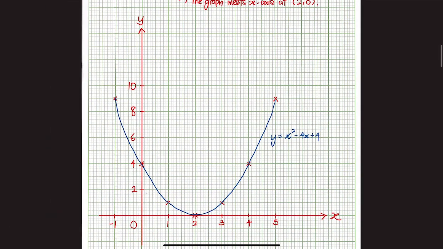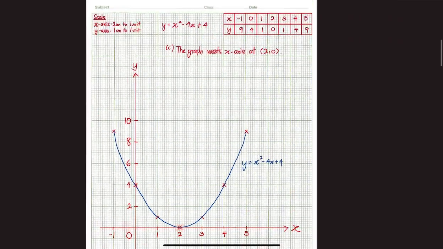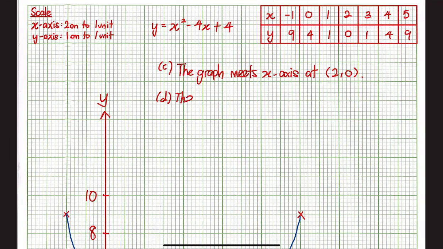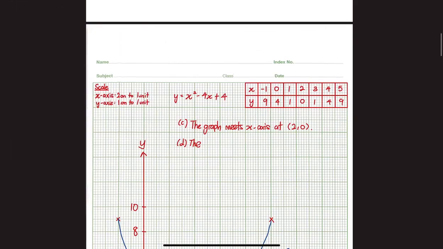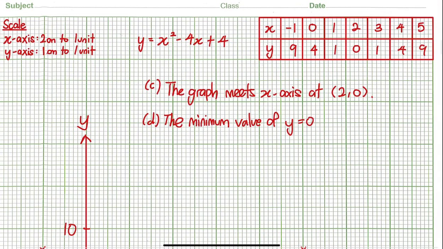Because this is your y-axis, right? Your y-axis represents what value your y is. And the smallest y value over here, this graph will continue to go upwards. But the smallest y value is this point over here. And this point is when the y value here is 0. Okay, so therefore, to answer the question for part D, the minimum value of y is equal to 0.